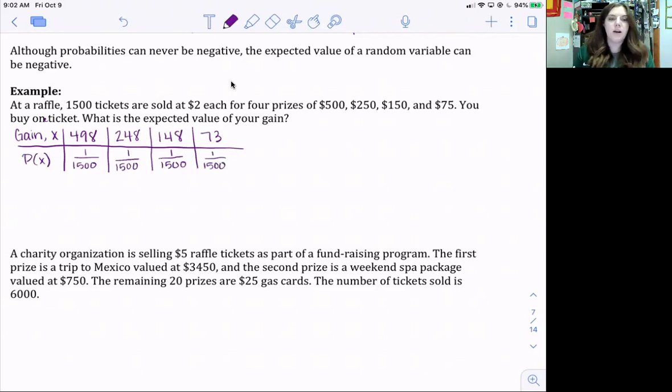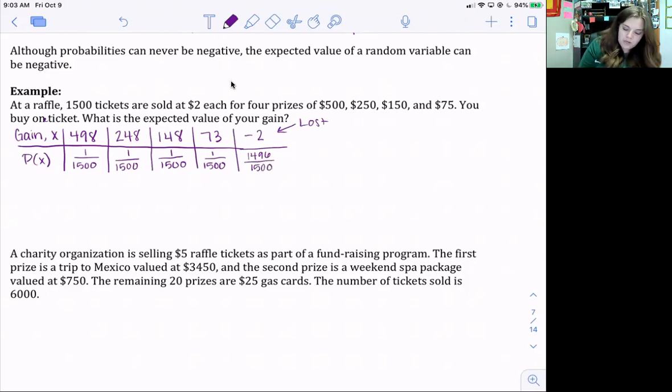Okay, so here's the thing to be careful about. We know that when we do a discrete probability distribution, our probabilities have to add up to be 1. Right now, if we add these up, we would get 4 out of 1,500. Well, that doesn't equal 1. So we need to figure out what happened to the other 1,496 people. Well, all of those people lost. So they had a gain of negative $2 because that's what they lost. And that would be at the 1,496 out of 1,500.